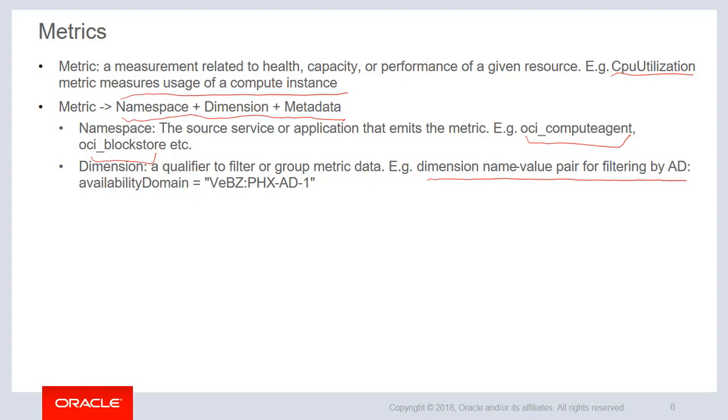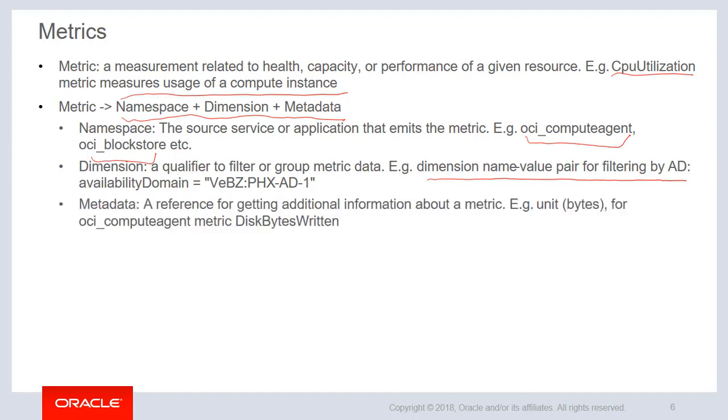And the third piece is the metadata. Metadata is nothing but a reference for getting additional information about a metric. So for example, disk bytes read or disk bytes written would always have a metadata of bytes, and that's the core unit in which that metric is measured.